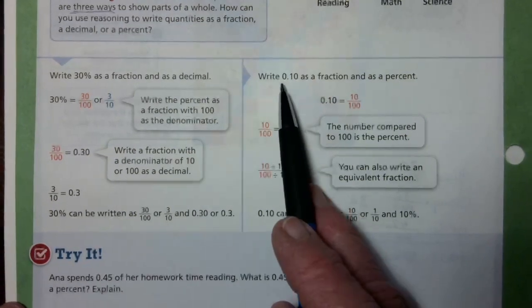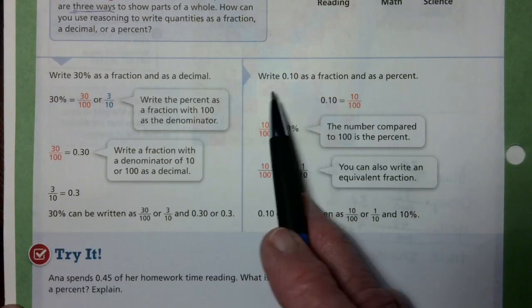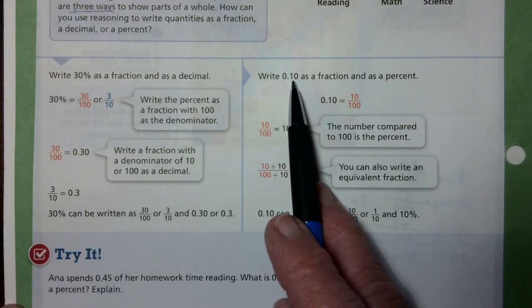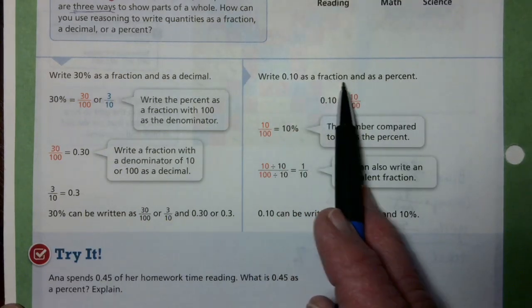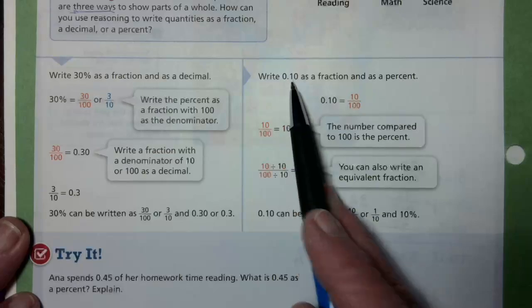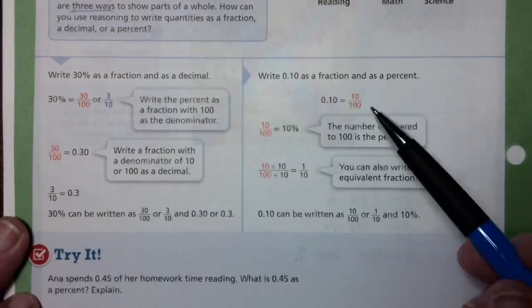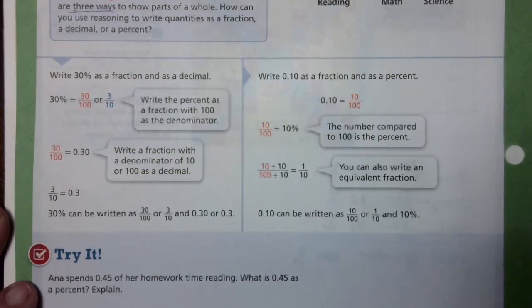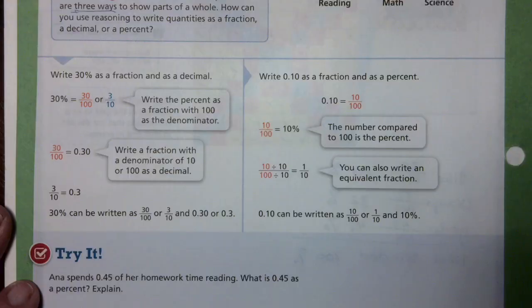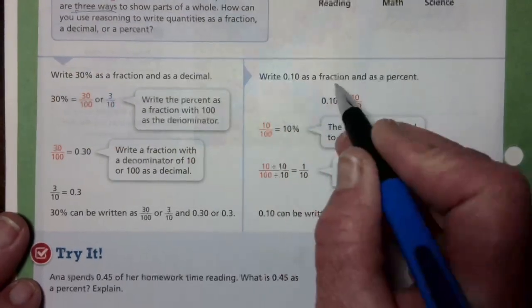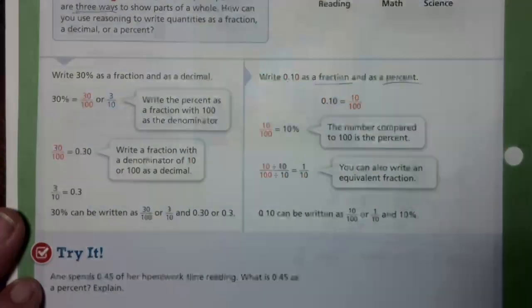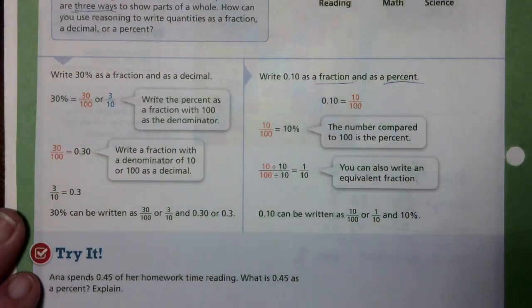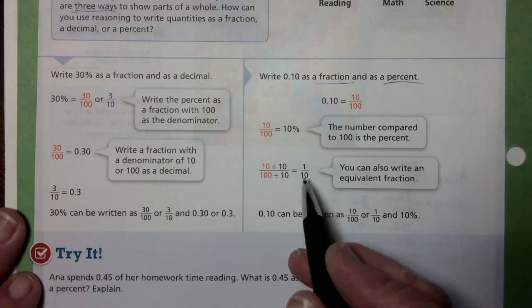Write 0.1 as a fraction and as a percent. 0.1 means the same thing as 10%. Let me say it right. So we're going to write 0.1 as a fraction and then as a percent. So we're going to write 1/10.